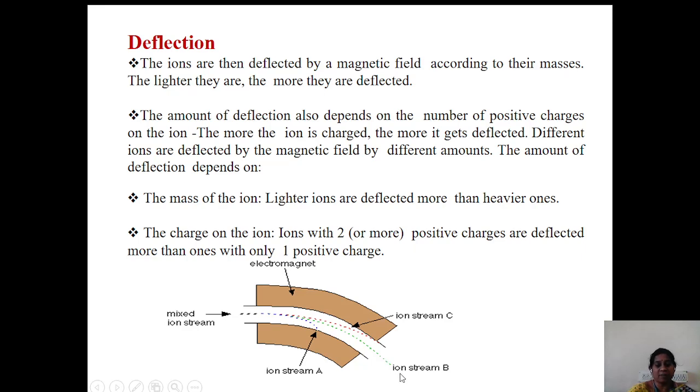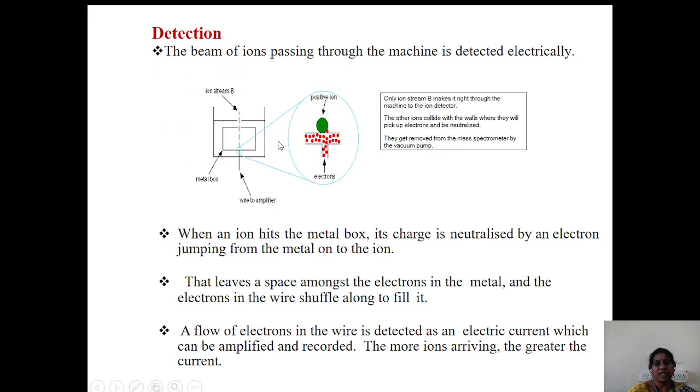Next, this ion stream B will enter the detection stage. Just see, this is the detection part. You have ion stream B coming out of the deflection stage, and when this ion hits the metal box, its charge is neutralized by an electron jumping from the metal onto the ion. That leaves a space among the electrons in the metal, and the electrons in the wire shuffle along to fill it. So there is a flow of electrons. This flow of electrons is detected as an electric current, which can be amplified and recorded.